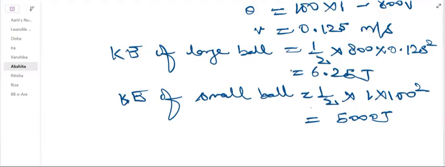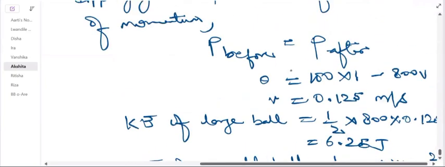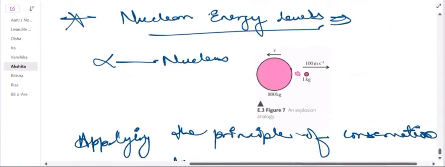The V will always be given in the question. If it is not given, then you need to find it out by applying the formula. Otherwise, most of the time they are giving this.